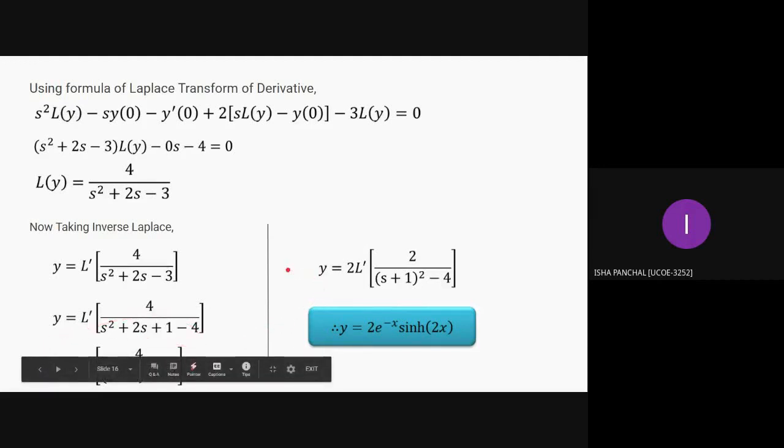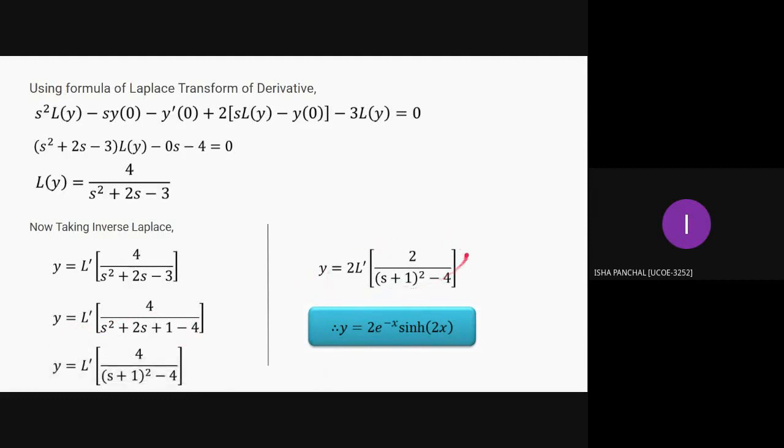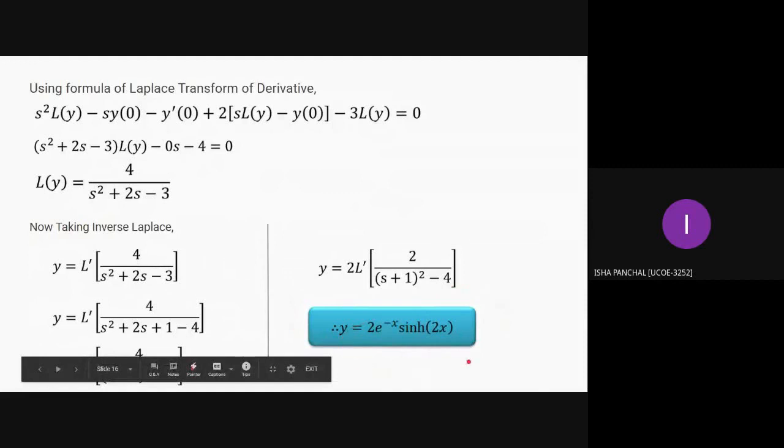Taking 2 common, we get y is 2 times Laplace inverse of 2 upon (s plus 1) the whole squared minus 4, which is in the standard format of sine hyperbolic at along with the first shifting property. So we get the answer as y is 2 times e raised to minus x sine hyperbolic 2x.